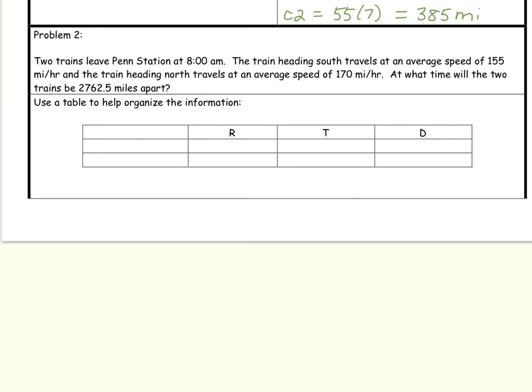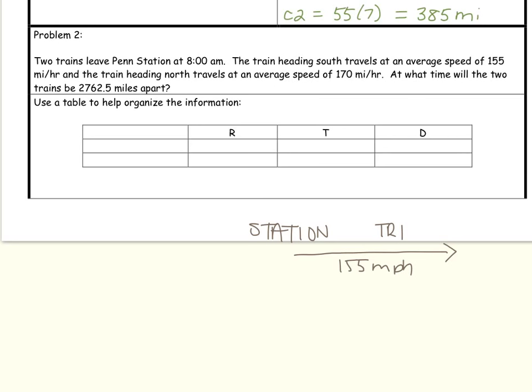Problem 2 is a similar question to problem 1, except this time the two vehicles, in this case trains, are not traveling toward each other, they are traveling away from one another. So I'm going to draw a picture first. This is the train station, and they both leave Penn Station at 8 a.m. The train heading south travels at an average speed of 155 miles per hour. So this we'll call train 1, and it is traveling at 155 miles per hour.